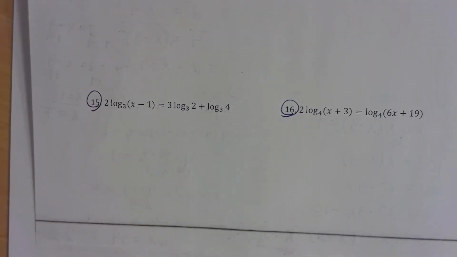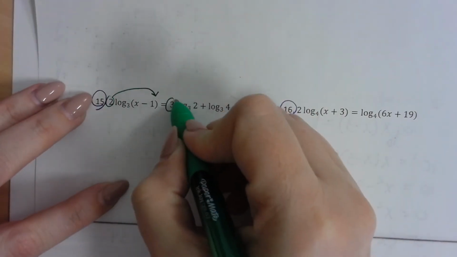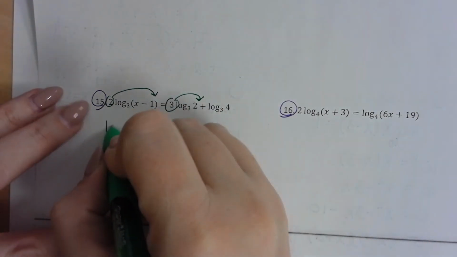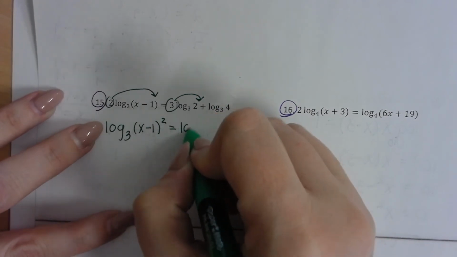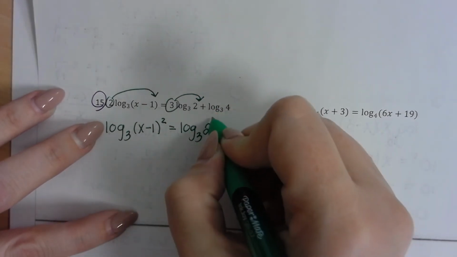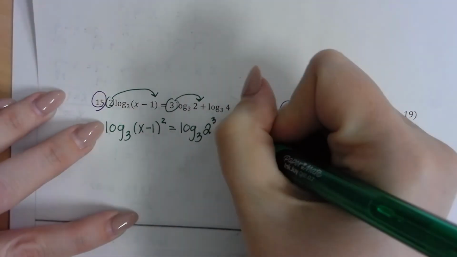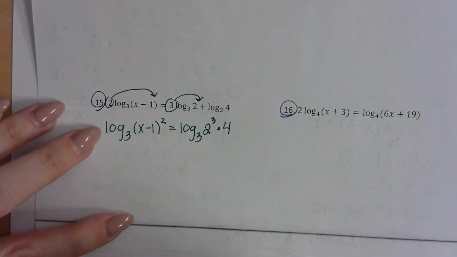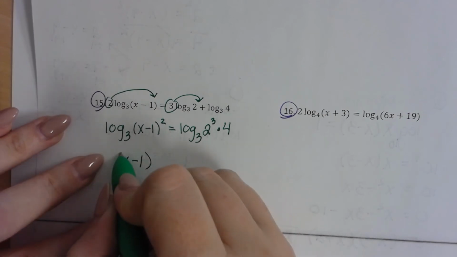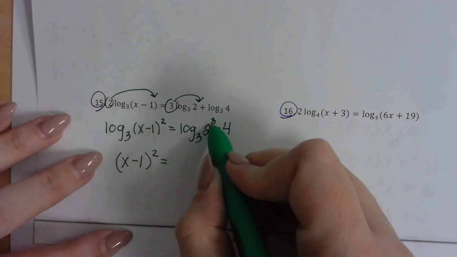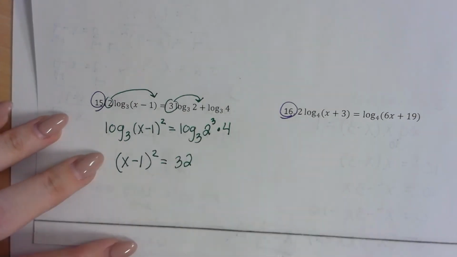Okay, number 15, so we're going to have to move the 2 up to be an exponent, move the 3 to be an exponent. So we have 2 to the 3rd power. Then we have a plus, which means we can multiply, so times 4. Now we have log base 3 on each of these, so we've got x minus 1 squared equals 2 to the 3rd would be 8 times 4 would be 32.